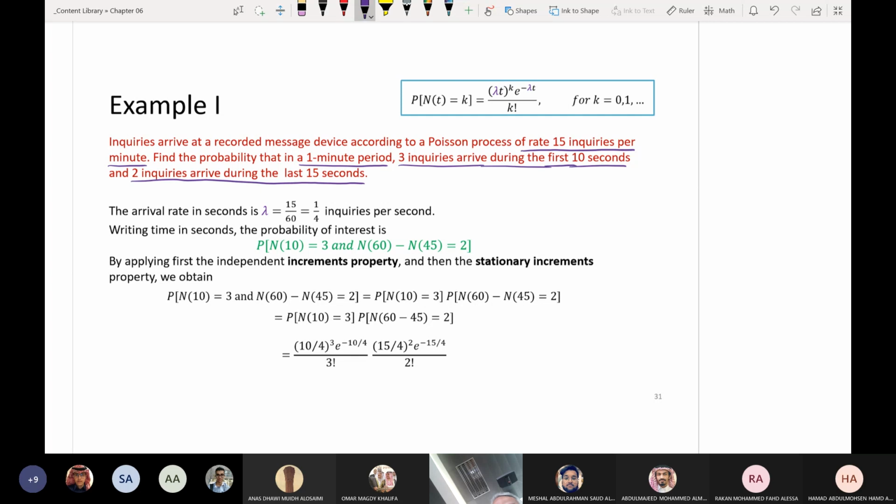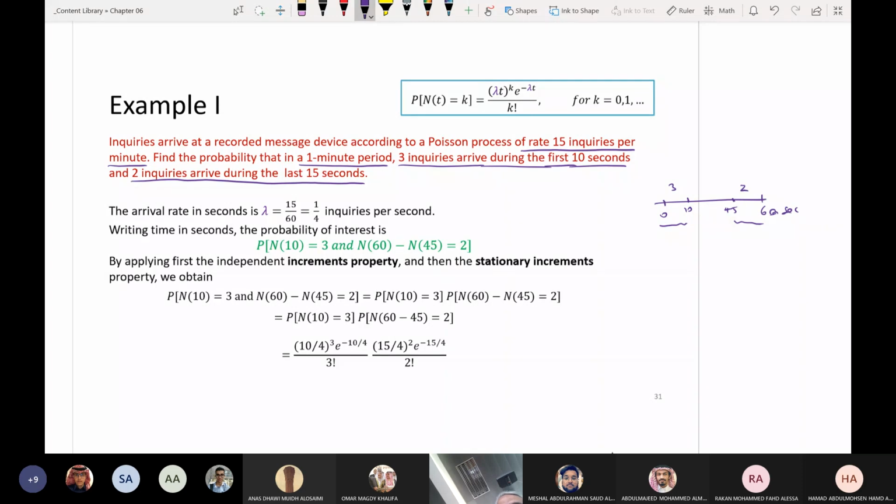So here we have arrivals at a recording message device. The arrival rate is 15 inquiries per minute. Find the probability that in a 1 minute period, from 0 to 60 seconds, 3 inquiries arrive in the first 10 seconds, so 3 arrivals here, and 2 arrivals arrive in the last 15 seconds. So this is 10, this is 45. Here we have 3, and here we have 2. What is the probability of this to happen?